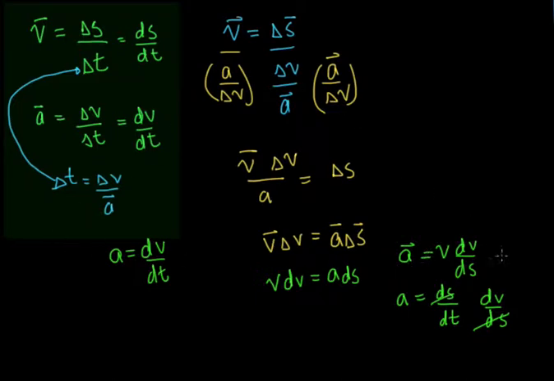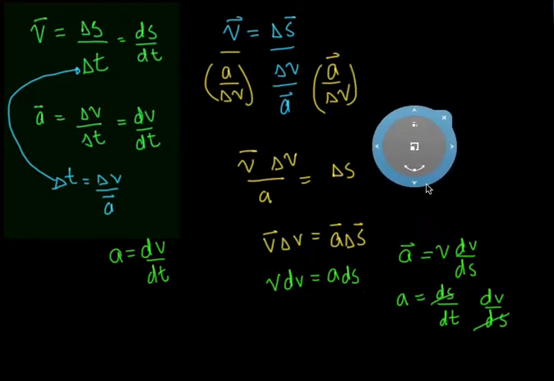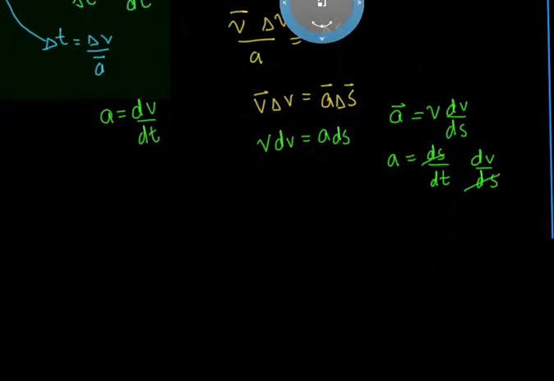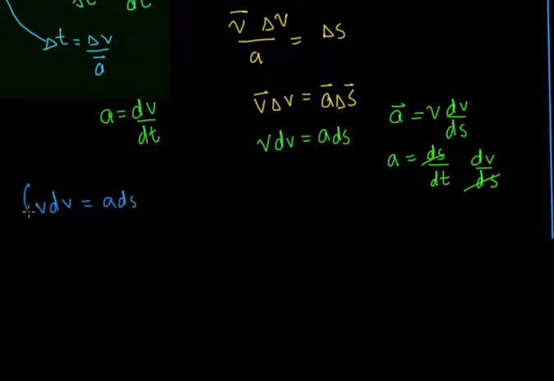So let's use this information to derive one of our stranger looking constant acceleration equations. Let's just write this expression out. v dv equals a ds. What would happen if we took the integral of this, starting with velocity initial all the way to velocity final, and we took the integral of this, now this is with respect to s, ds, so from s initial to s final.